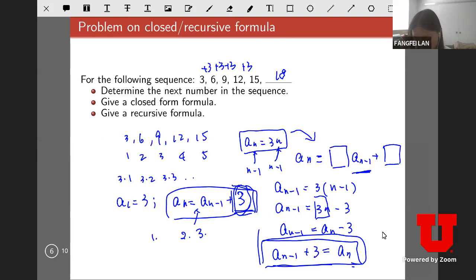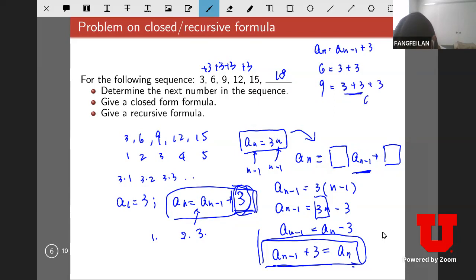So if we have the recursive formula, let's say a_n is equal to a_(n-1) plus 3. So what we want to do is to look at the numbers that we have, write out the terms, and then try to find a closed form formula. So we have this as the recursive formula. Then we have 3 as the first one. So we basically have 6 is equal to 3 plus 3. And then we have 9 is equal to 3 plus 3 plus 3.